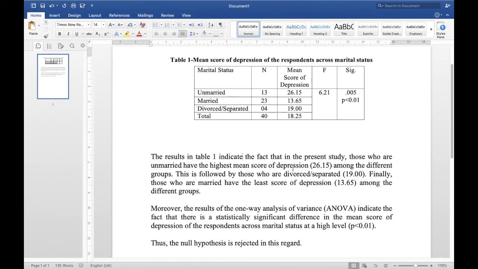I hope you understood ANOVA. If you have any doubts or any confusions, you can just leave a comment in the comment section.